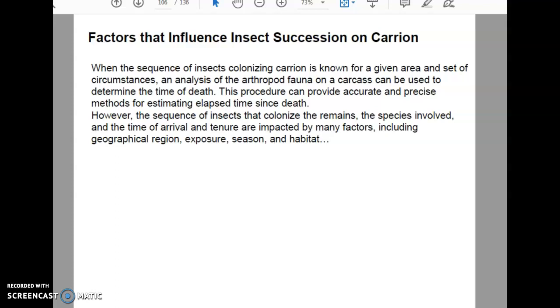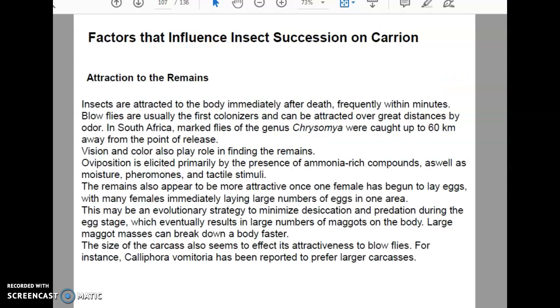And here's information that can influence insect succession on carrion. All right, there are a lot of factors that influence insect succession on carrion. In other words, how are they attracted to the dead body? So there are a lot of things you look at. Odor is one of them. In South Africa, blowflies of the genus Chrysomya were caught up to 60 kilometers away from their point of release. So they were smelling the dead that far away, which is crazy when you think about it.